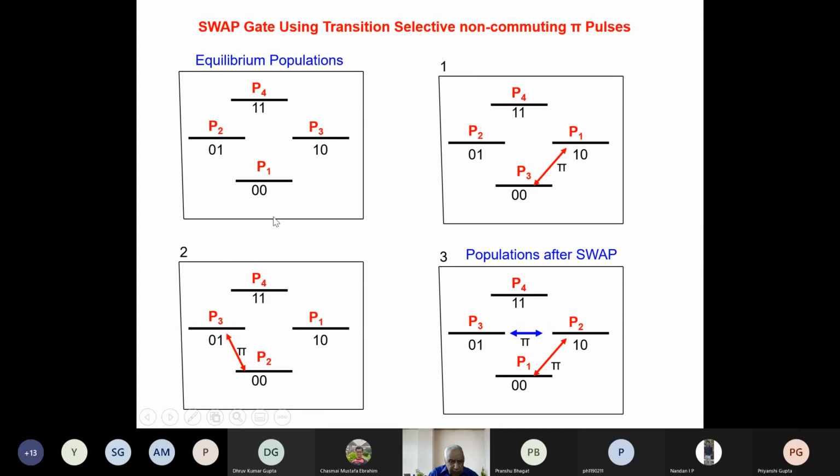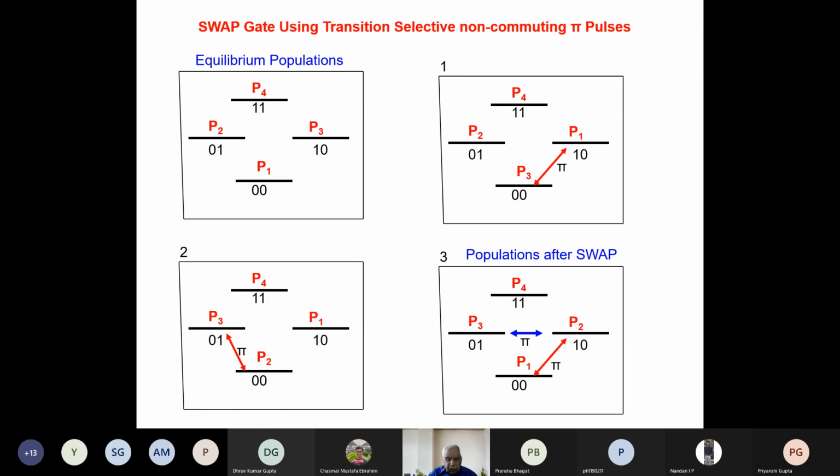Actually, what she had done was apply a pi pulse here. Okay, so interchange P3 and P1. Then you interchange P3 to P2, and then you interchange P2 to P1. Then you end up with P3, P2, P1, P4. Nothing happens to these two. So now you can see yourself that's a swap between 0, 1 and 1, 0. And it's equivalent to applying a pi pulse on a zero quantum subspace.